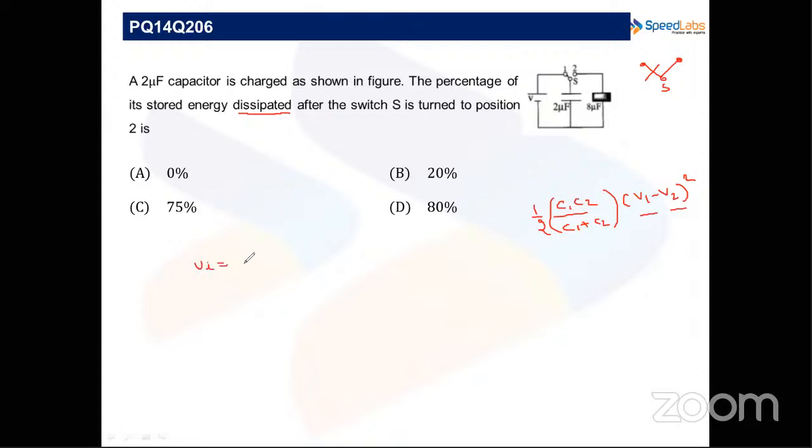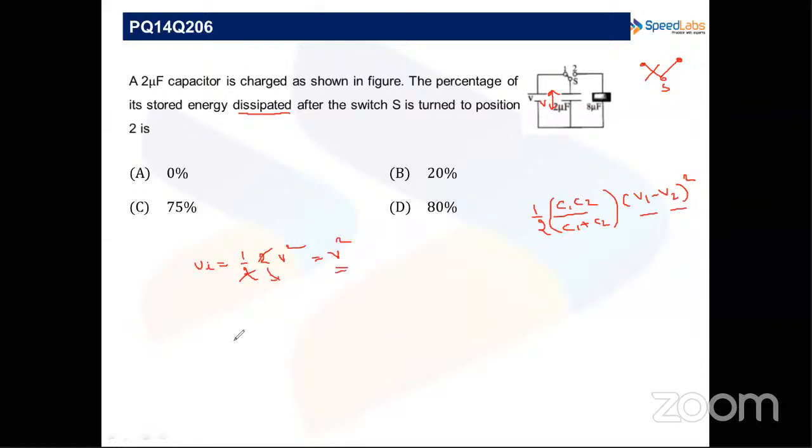I am talking about initial energy, that is half CV square. C is 2, I am keeping everything in microfarad, and E in volts, and charge in microcoulomb. So half CV square. The whole battery is connected across it, so entirely it will be charged by a potential of V, right? So half CV square, so that is V square. So initial potential energy is V square. Obviously this was microcoulomb, so this is microjoule. I am not going into units.